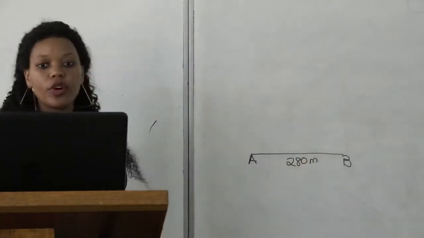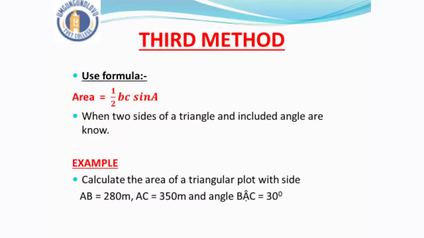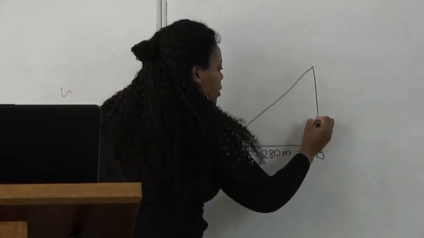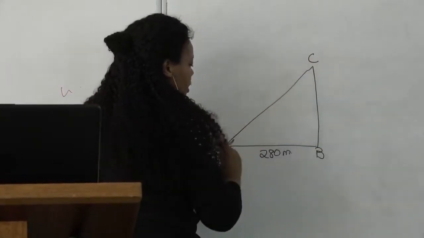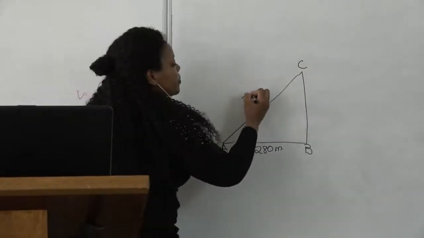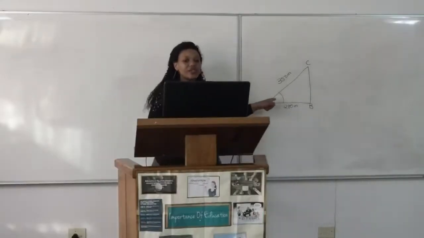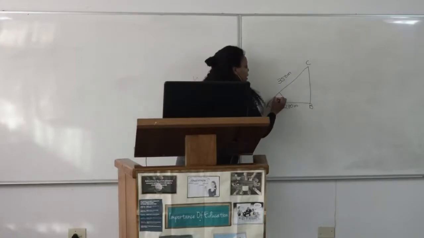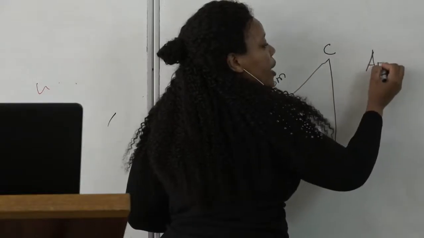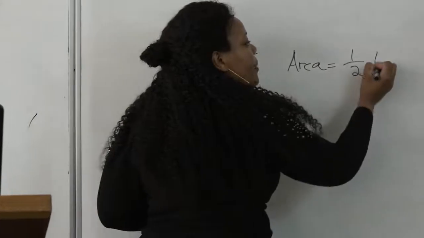And also we've got AC, which is 350 meters. We've got C here, we've got AC, which is 350 meters. And we were also given the included angle, which is 30 degrees. So our formula here is area is equal to half BC sine A.